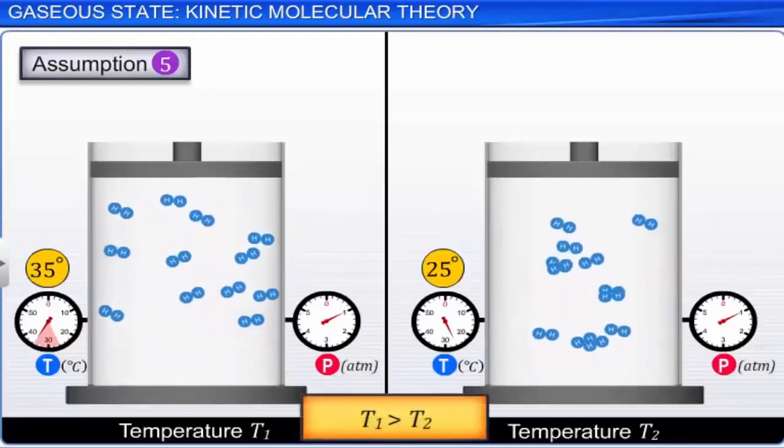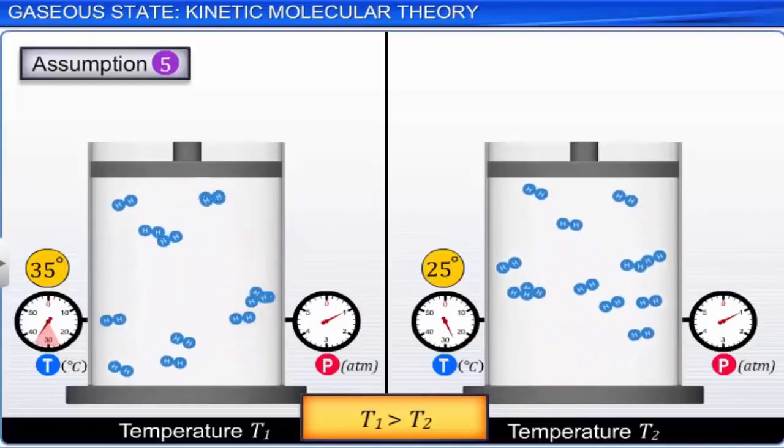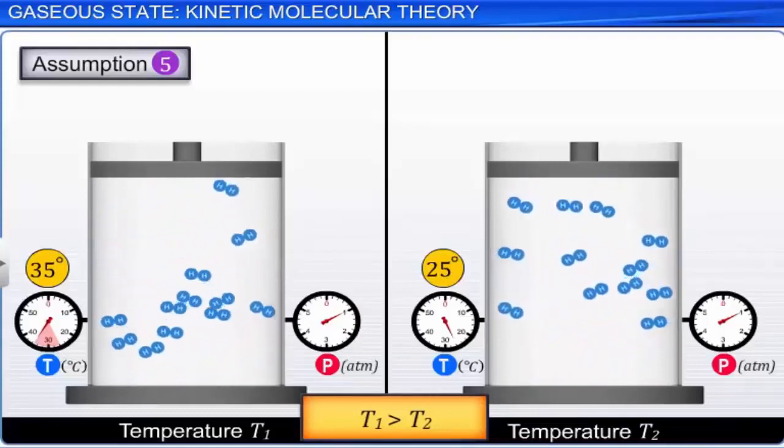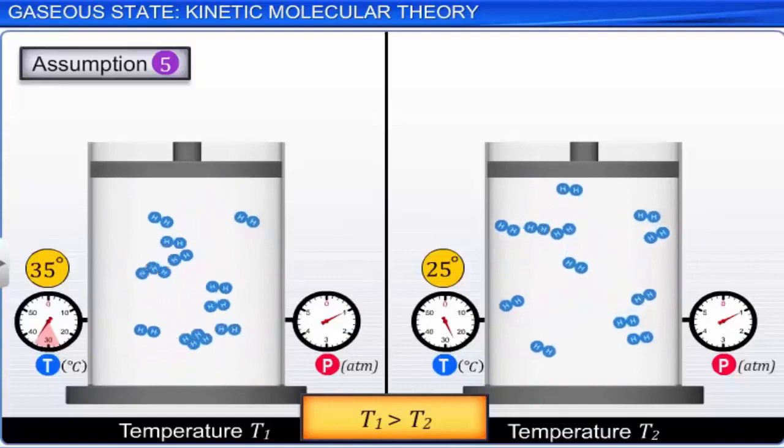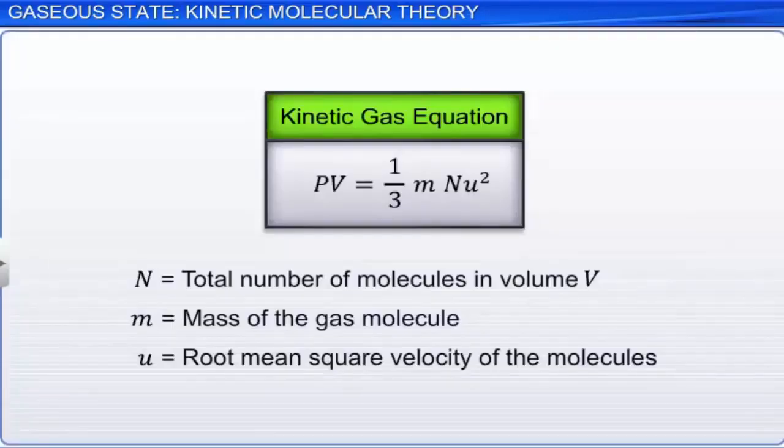Based on these assumptions, an equation for pressure of a gas is derived as PV is equal to 1 by 3 mnu square. This is called the kinetic gas equation, where n is the total number of molecules in volume V, m is the mass of the gas molecule, and u is the root mean square velocity of the molecules.